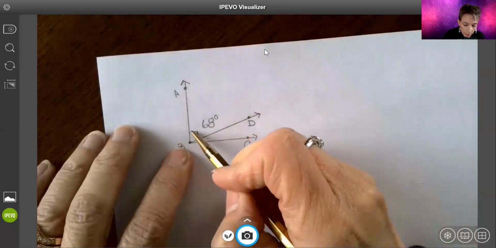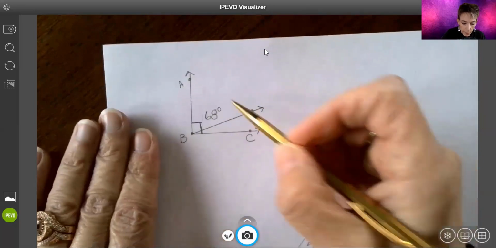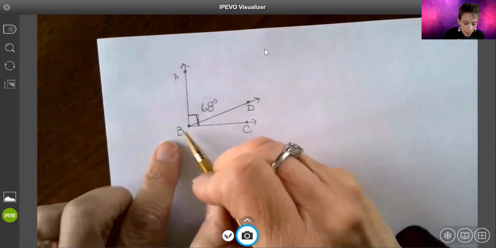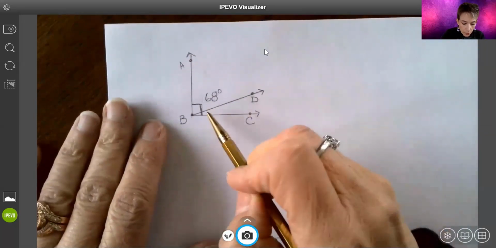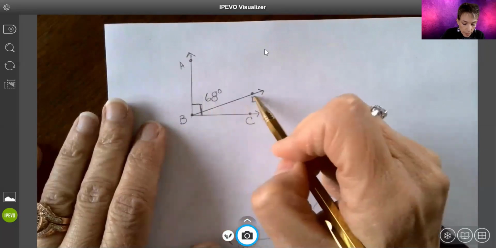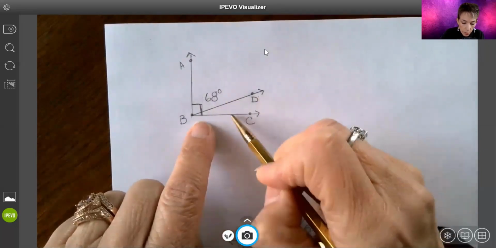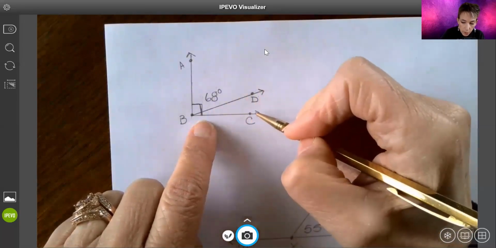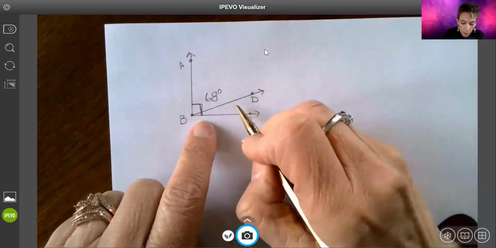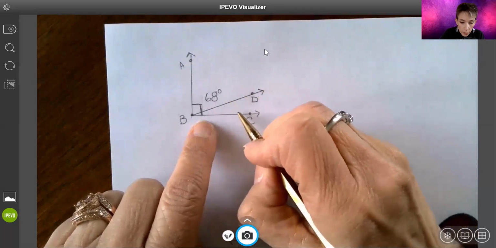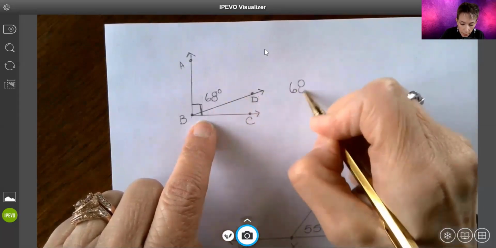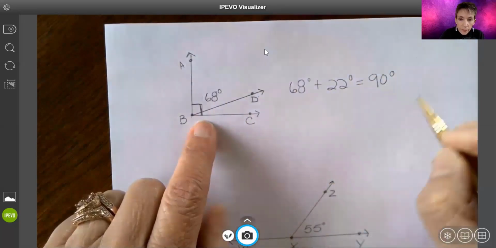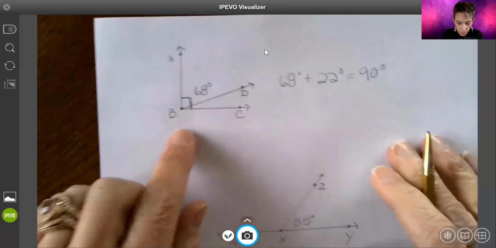We know that this creates a 90-degree angle. So ray BA intersects ray BC at 90 degrees. If we know angle ABD is 68 degrees, we can determine the measure of angle BDC because we know together this is 90 degrees. Knowing that, we know that this measure has to be 22 degrees because 68 degrees plus 22 degrees will equal 90 degrees. These are complementary angles.